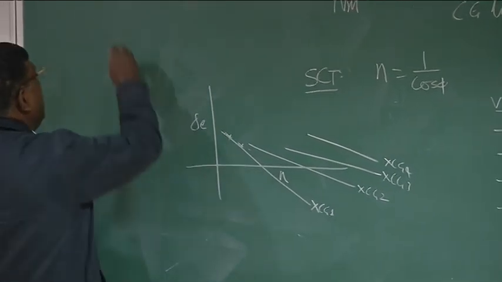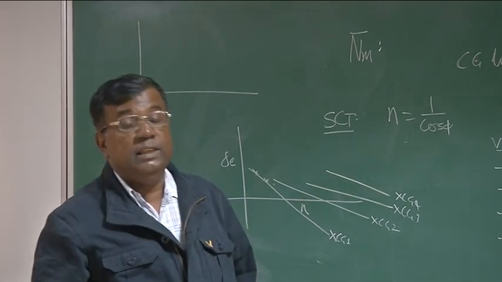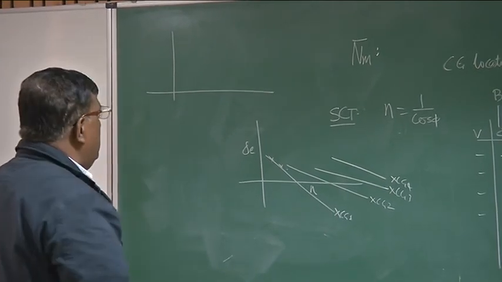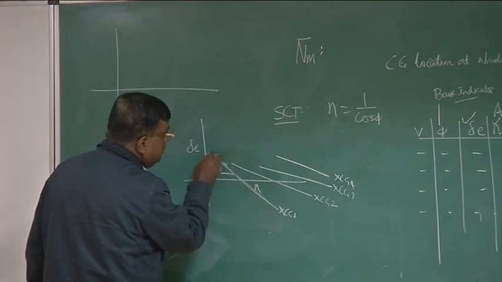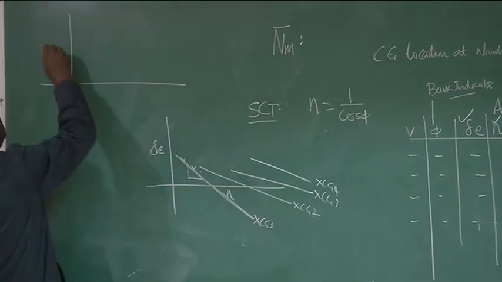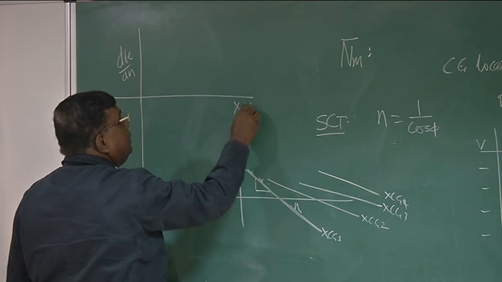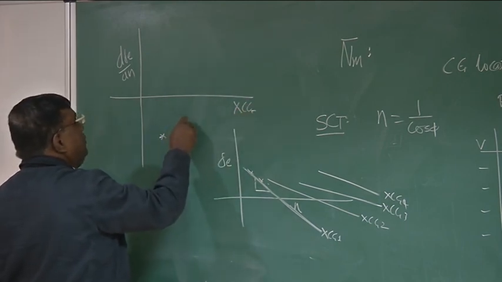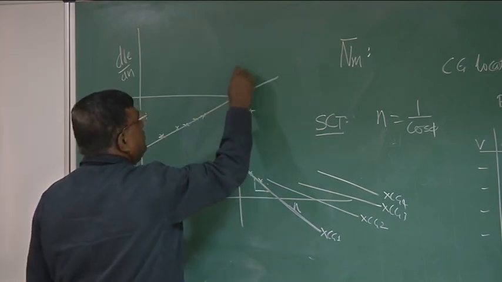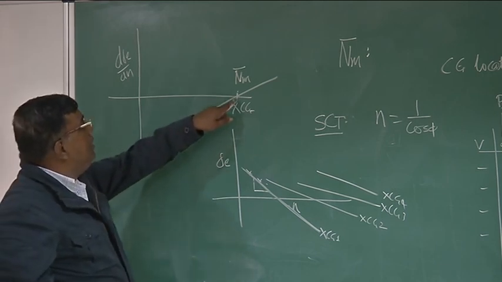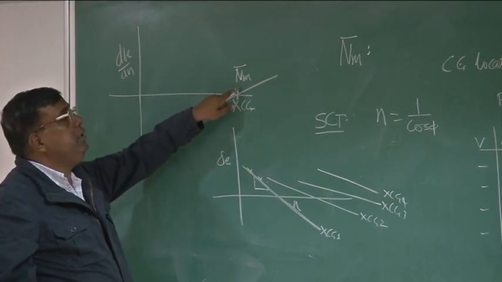Now what we do, again you recall, maneuvering point is that CG location at which d delta E by dn equal to 0. So I will find d delta E by dn from the slope of this line, which will be a straight line approximately. So I plot d delta E by dn versus xCG. So again, d delta E by dn is 0. For different CG locations, I'll get points. If I join them, this is my NM. This is the CG location at which d delta E by dn equal to 0. So this becomes my experimentally determined maneuvering point.